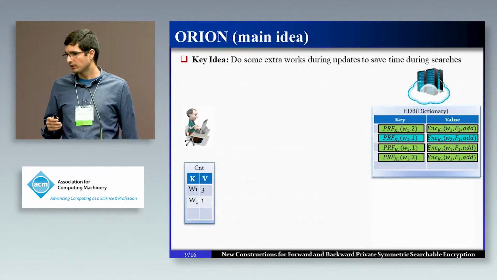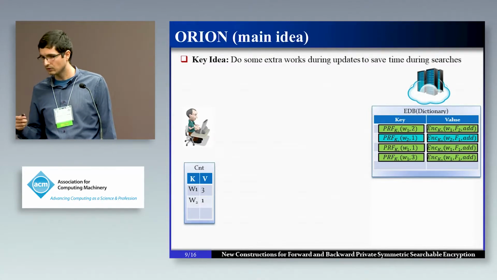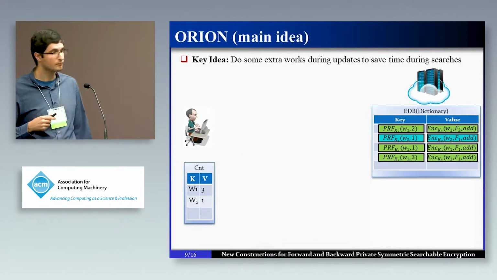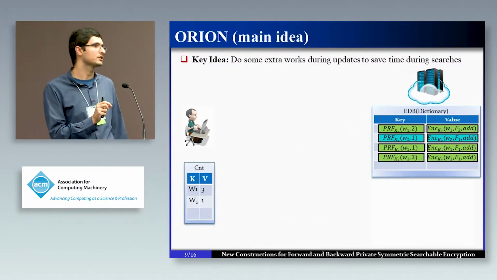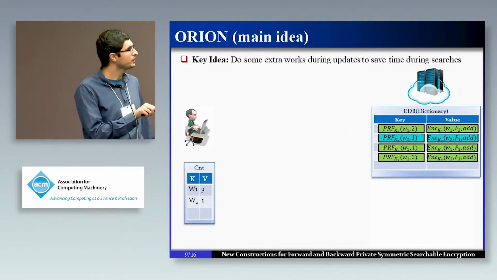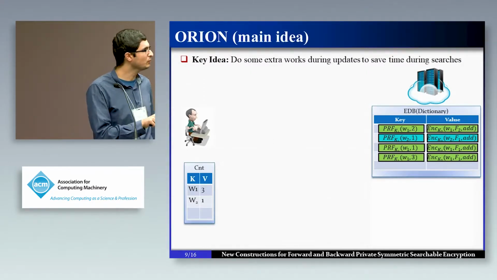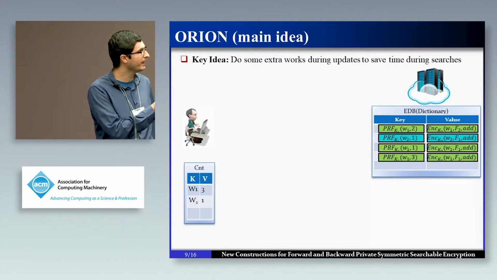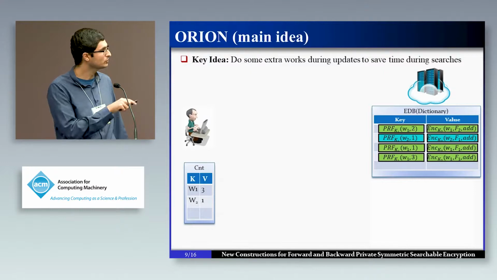The key idea of ORION is to do some extra work during updates to save time during searches. We do that by using a nice trick during deletions. Consider the previous dictionary, and suppose we added 3 files for W1, denoted by green, and 1 file for W2, denoted by blue.